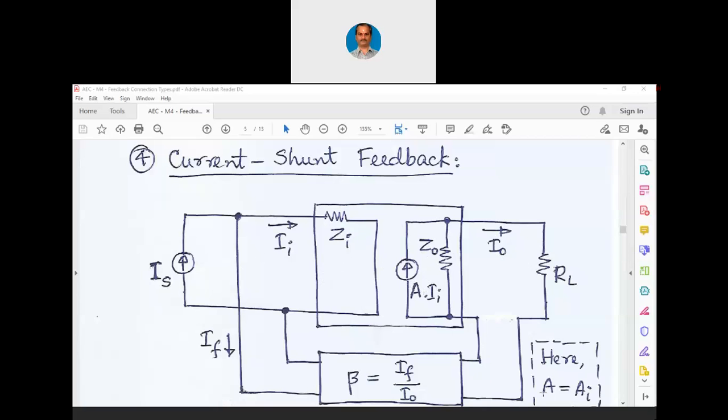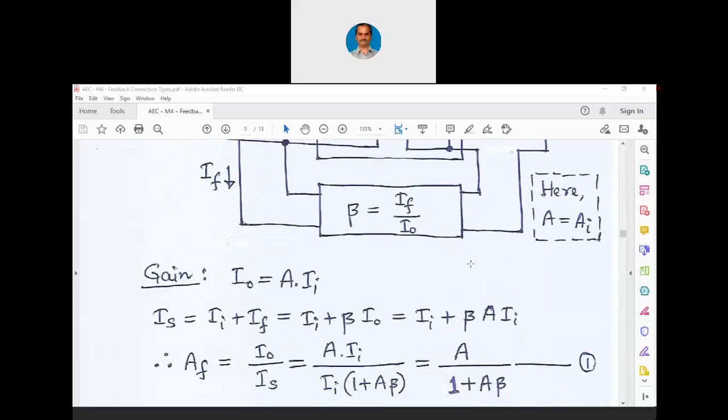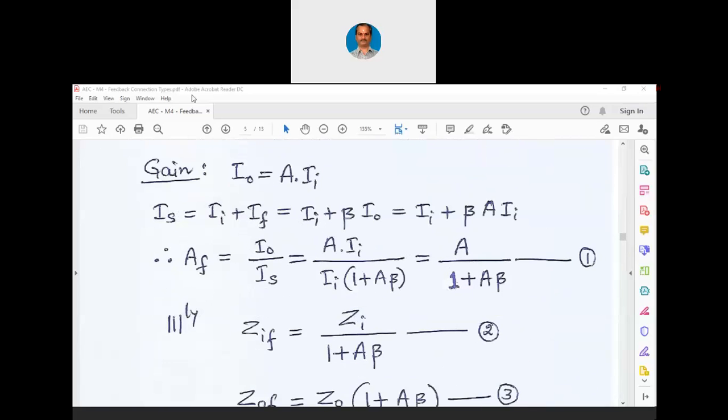Now here A is equal to AI. It is current gain, because what is this A into Ii? It is I0. I0 is equal to A into Ii, or A is equal to I0 by Ii. That is the current gain. Proceeding with the derivations now. Here gain I naught is A into Ii.